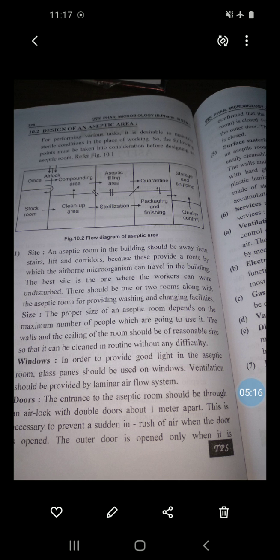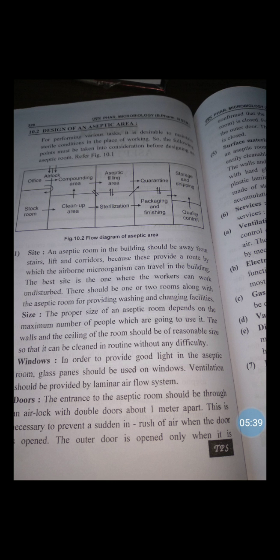Then next, windows. In order to provide good light in the aseptic room, glass panes should be used in windows. Then the ventilation should be provided by the laminar airflow system. The next, that is doors.